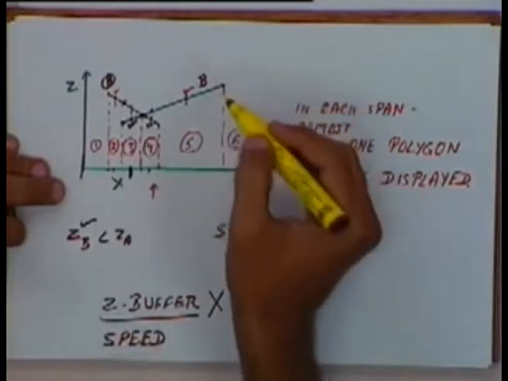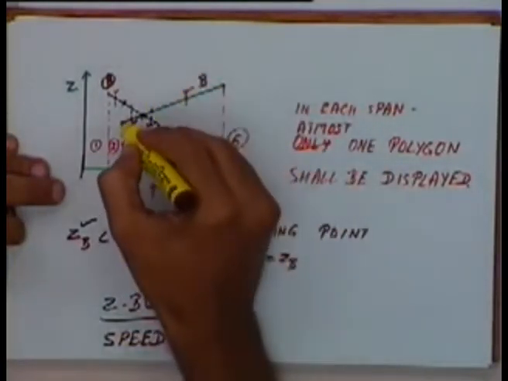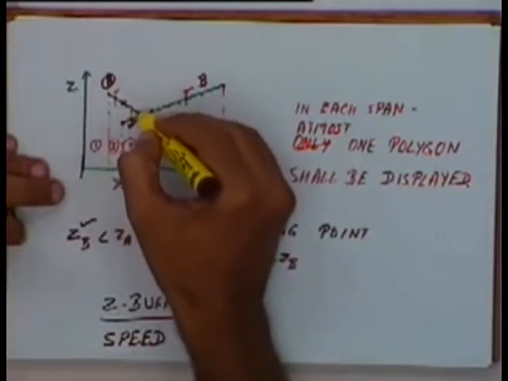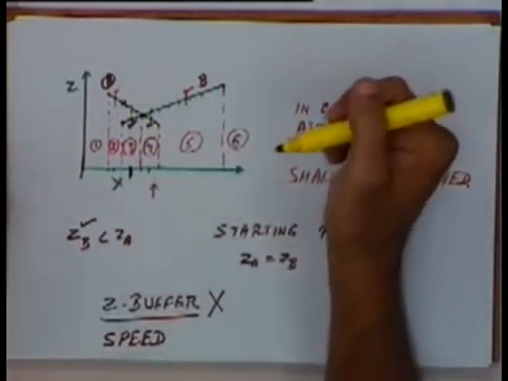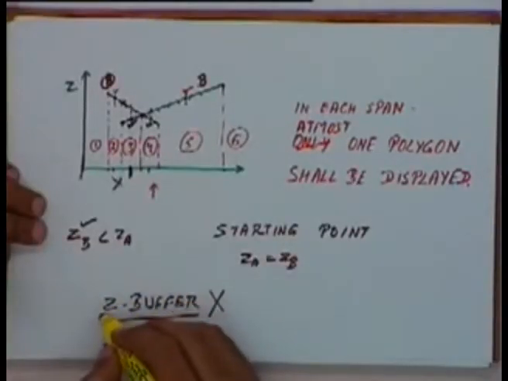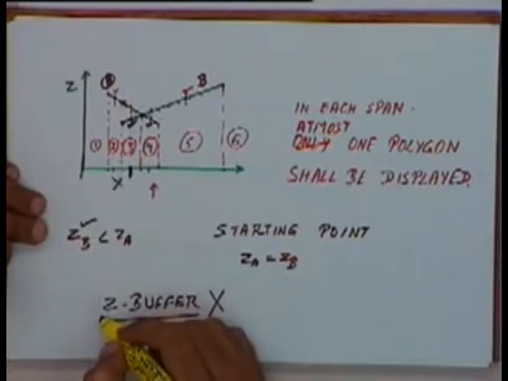In the previous algorithm, we were taking each of the polygons, scan converting each and every pixel for all the polygons, and then deciding which is closer to the eye and which is further off. In this case, we are not doing that, so the speed of the algorithm will be better, and we are not using the Z buffer, so the memory requirement will also be lower.